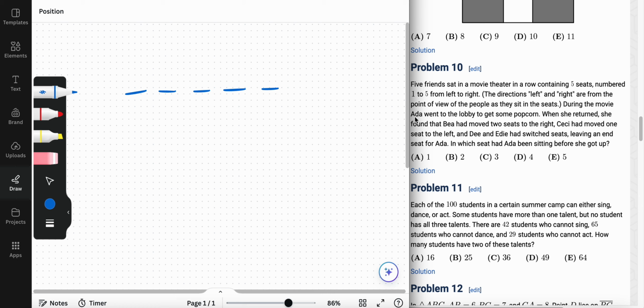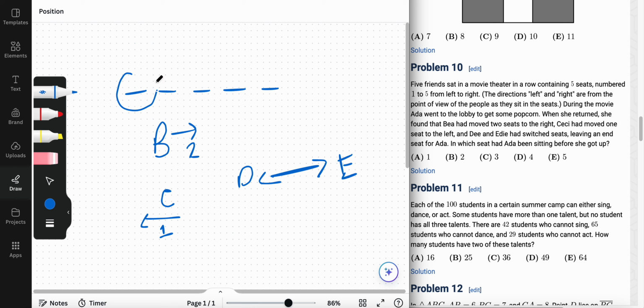Okay, so Ada went to the lobby to get some popcorn. When she returned, Bia moved 2 seats to the right, C had moved 1 seat to the left, and D and E just switched spots, leaving an end seat. Okay, that's very important. So either this seat or this seat remains for Ada when she gets back. In which seat had Ada been sitting before she got up?